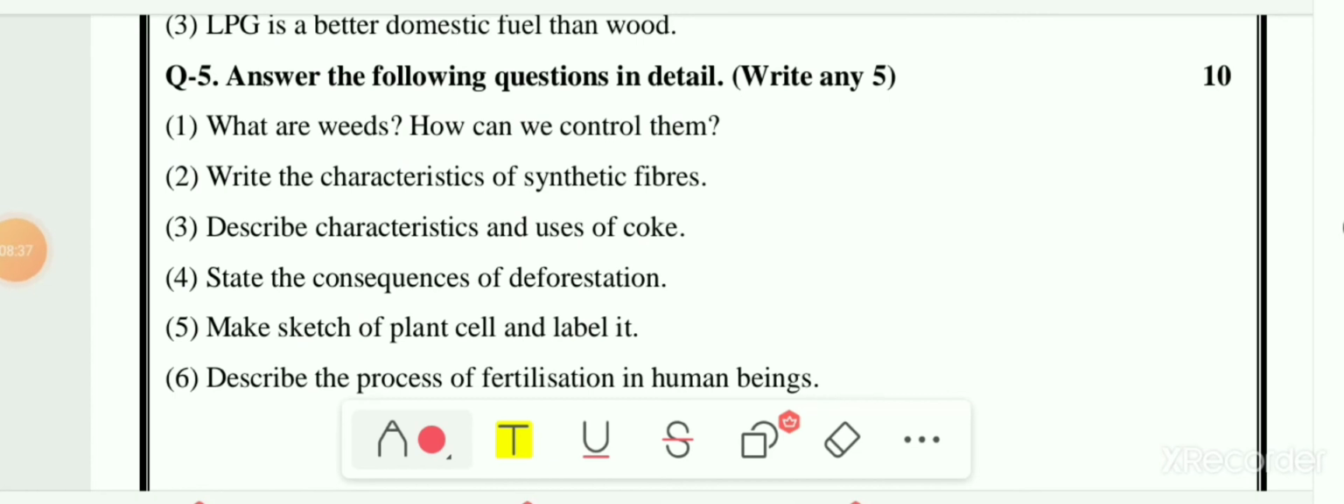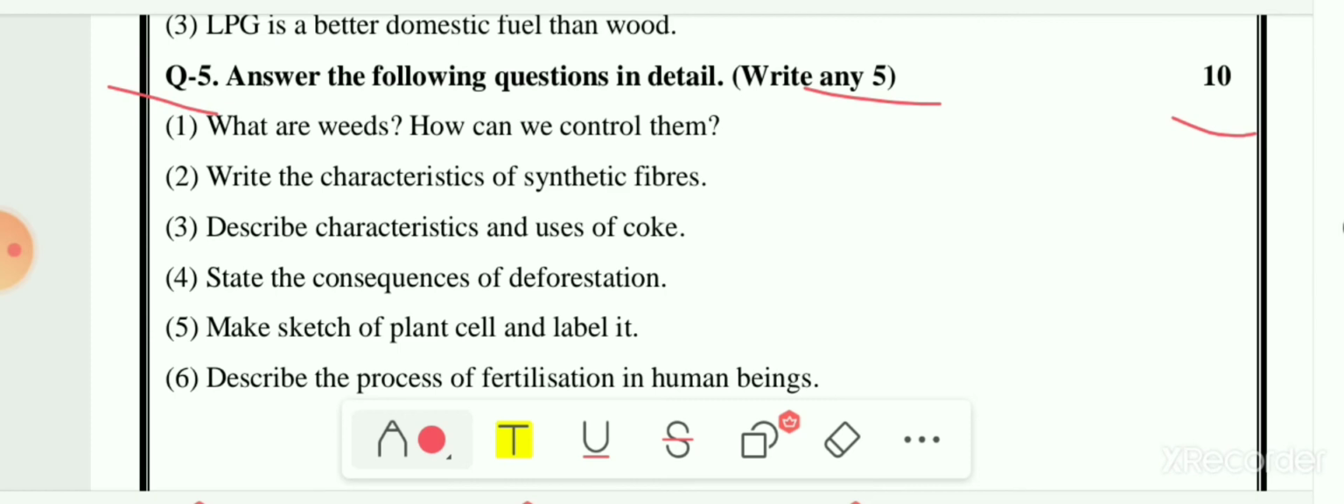Next question was question number 5. Answer the following questions in detail and write any 5. Total 6 are given to you. You have to write any 5. Each question carries 2 marks. So total 10 marks for this question number 5.